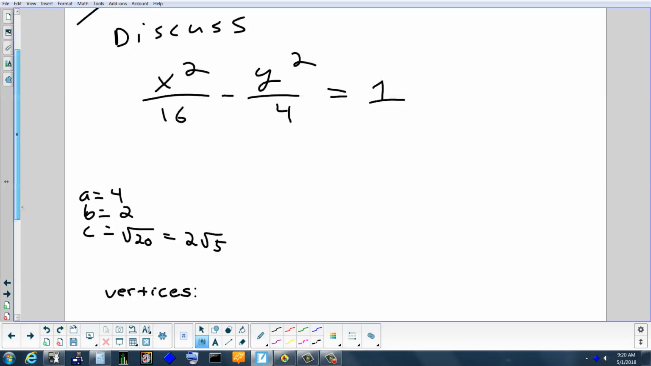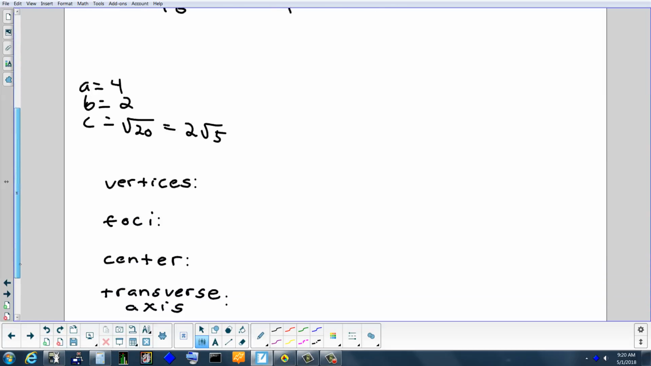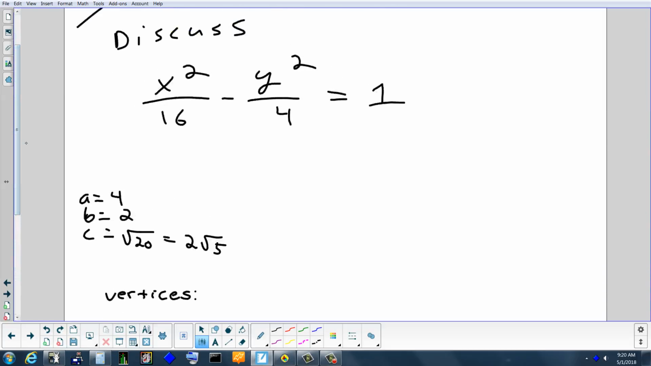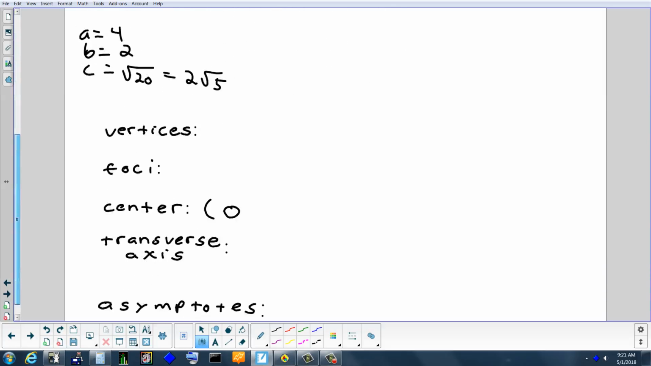Okay. And we're good. So now we'll describe everything. Okay, center. The center is at the origin. Just like an ellipse, you'll know when it's not at the origin because the numerator is going to have subtraction or addition in it. Okay. So center is at the origin. It's always the first thing.